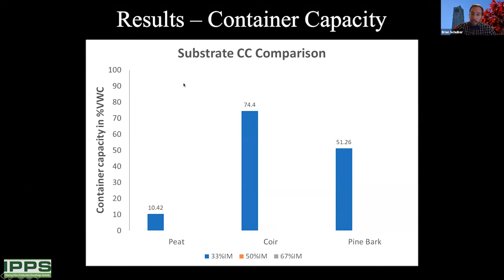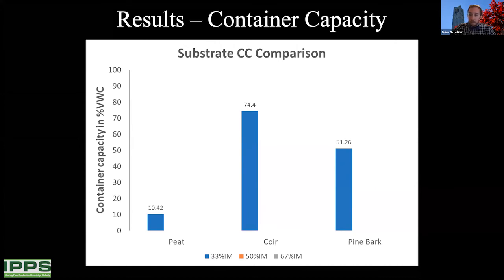So now we're gonna look at the container capacity. This figure is a histogram representing the container capacity for each material at 3 tested moisture contents of 33, 50, and 67. Looking at the y-axis, it's the container capacity in percent volumetric water content. The rest of the figures we've been looking at were in milliliters per minute. On the x-axis is peat, coir, and pine bark from left to right. Blue represents 33% moisture, orange represents 50% moisture, and gray represents 67% moisture.